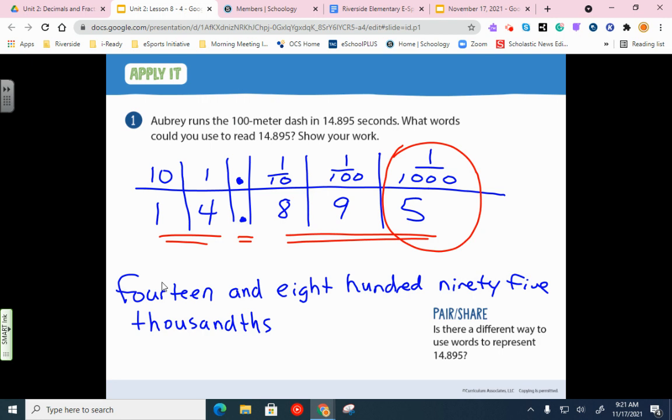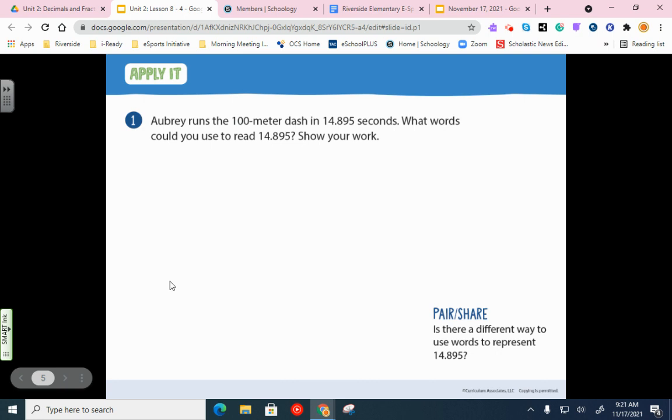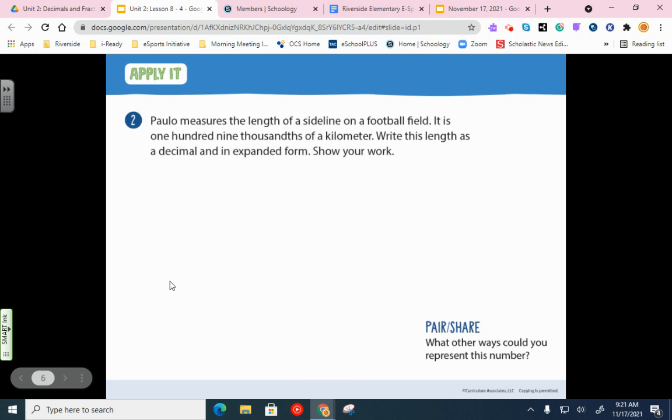All right, let's move on to the next page. Again, we're doing most of these examples, but not all of them. I'll let you know which ones we can cross out. Paolo measures the length of a sideline of a football field. It's 109 thousandths of a kilometer. Write this length as a decimal and in expanded form.